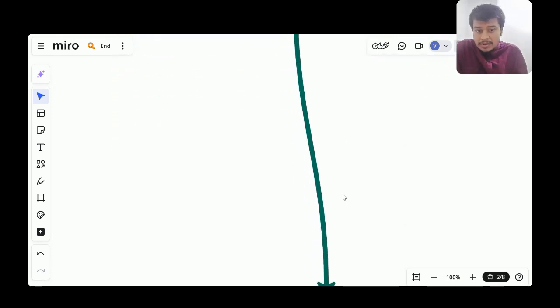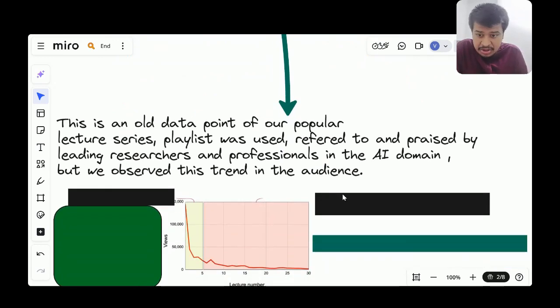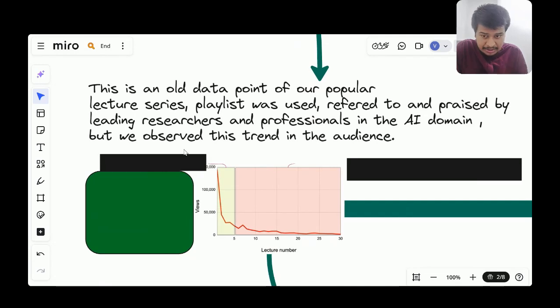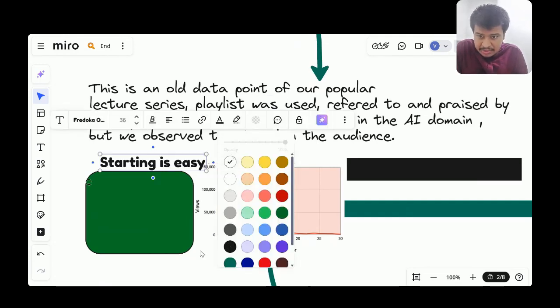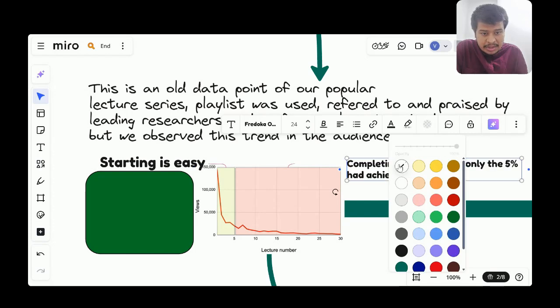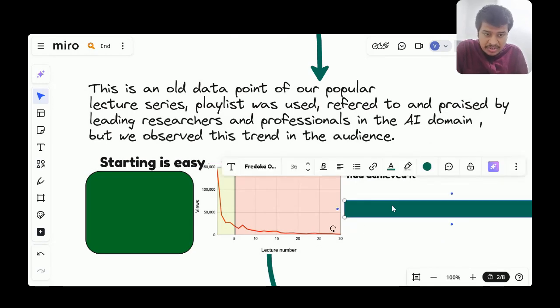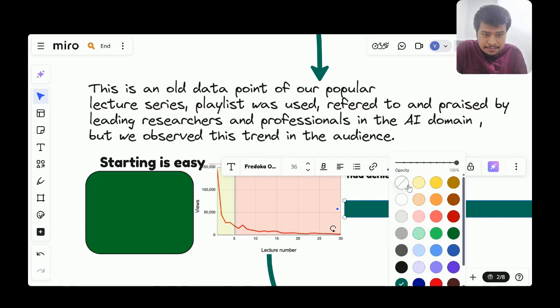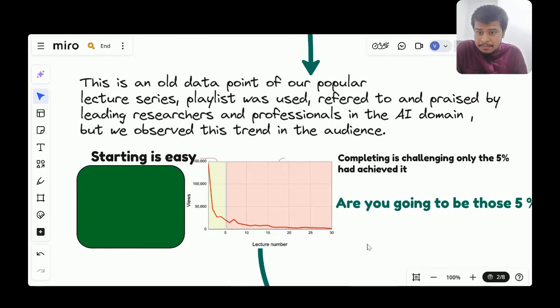Okay. So before briefing you on what will be seen in the next video, let me just show you this. Again, as usual, starting is easy. The next portion, completing this whole thing, will be a little challenging. Only 5% have achieved it. So the question is, are you going to be those 5%? You need to answer that.